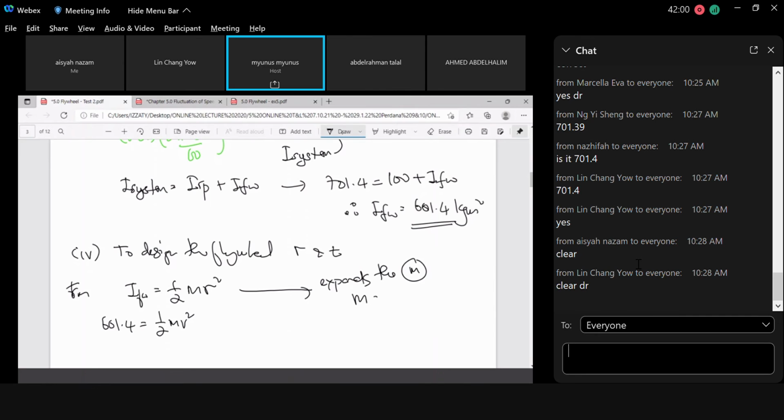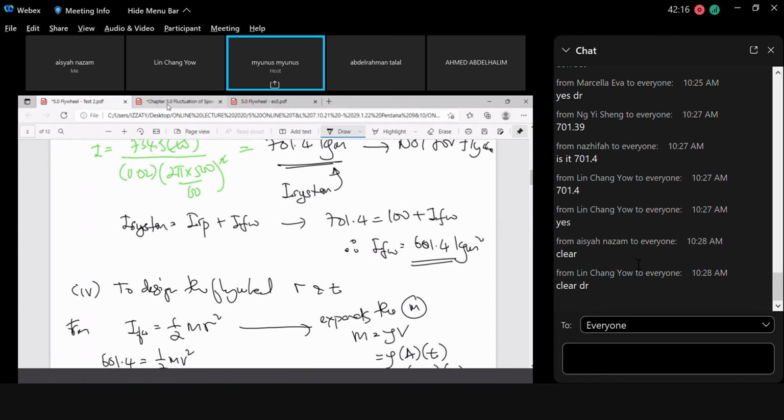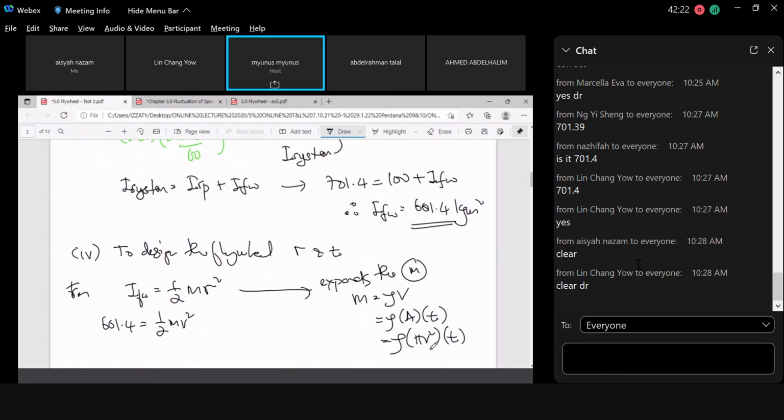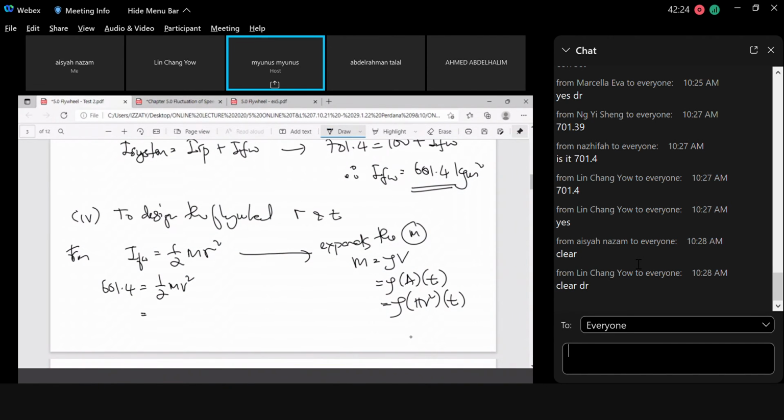Your m is equal to rho times V. Rho is the density, and V can also be in the form of area by thickness, or in other words, pi r square by t. On the other hand, they also provide you r by t equal to 4. You can put in a number for r by t later on. So now we are going to focus on this one. So half m will be this one, pi r square multiplied by t, multiplied by r square. This one is 601.4.